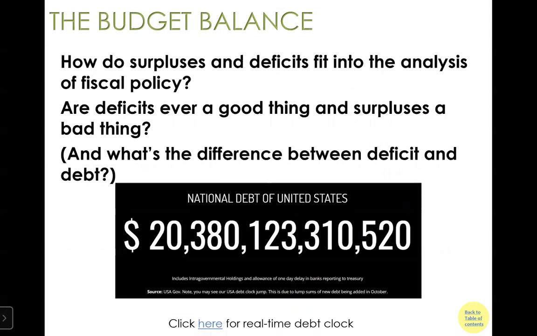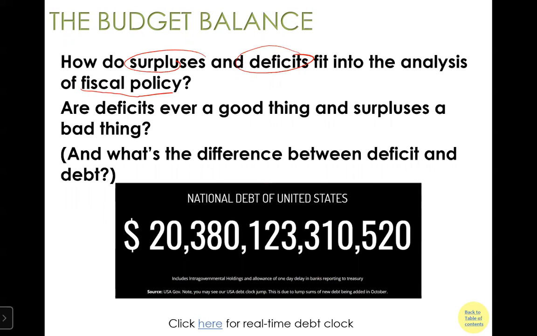Now we move to the last part of this chapter. So we are looking at the government budget, understanding deficit, understanding government debt. Okay. So the questions we are going to answer in the rest of this chapter are: how do surplus and deficit fit into the analysis of fiscal policy, or how do we understand surplus and deficit? And secondly, we need to understand: is deficit a good thing and surplus a bad thing? Is that always true? Okay.